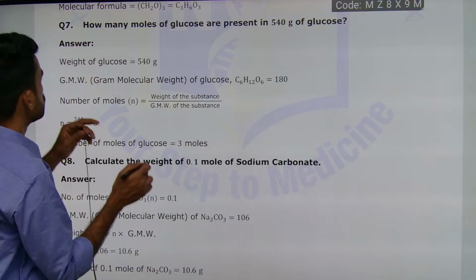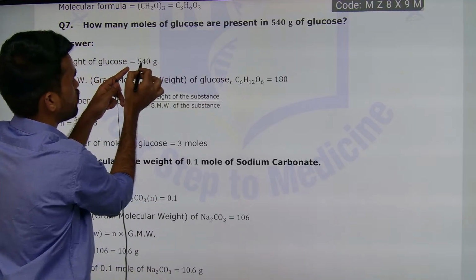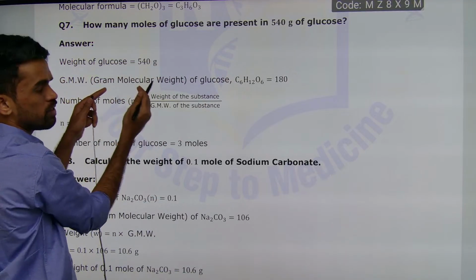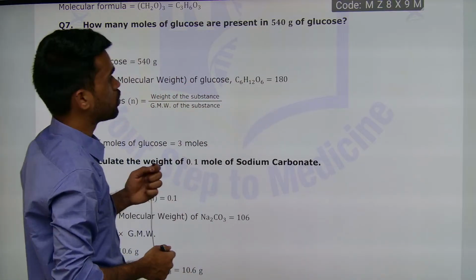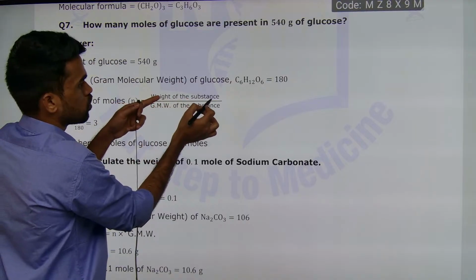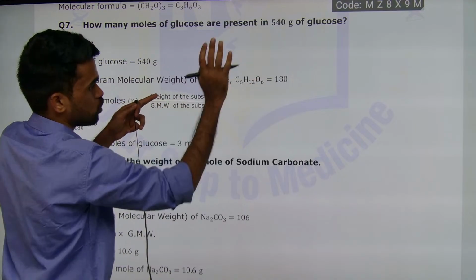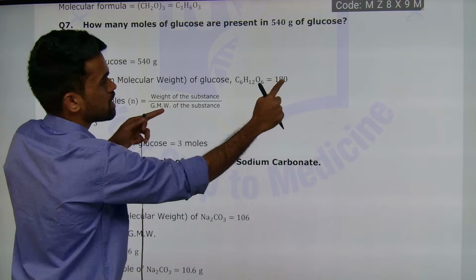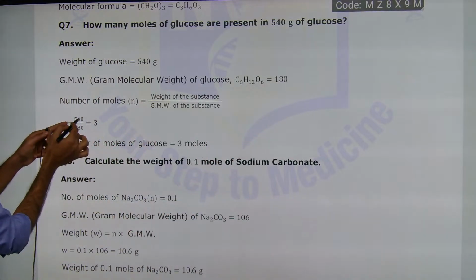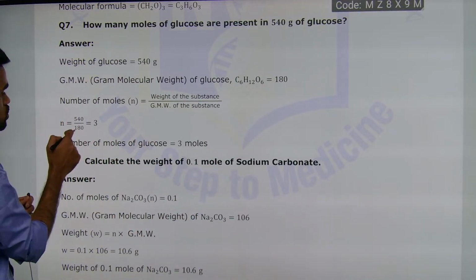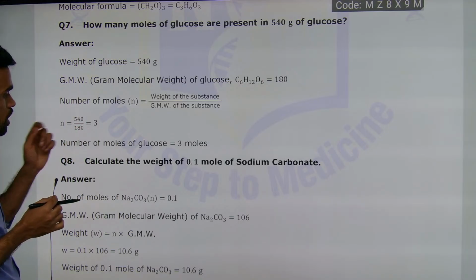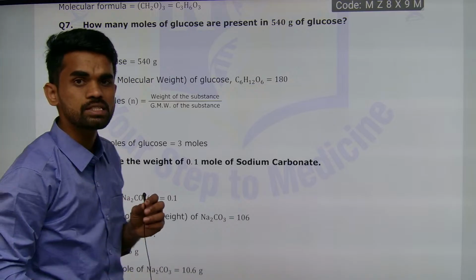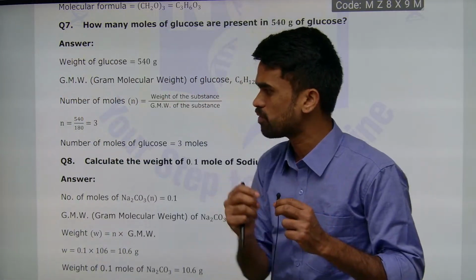The given weight of glucose is 540, whereas the gram molecular weight, that is the molar mass of glucose, is 180 gram per mole. Now take the weight of glucose as 540, as given in the question, divided by the molar mass of glucose, 180, in the denominator. So 540 by 180 is how much? 3 times 18 is 54. That's it. You got n equals 3. So 3 moles of glucose are present.